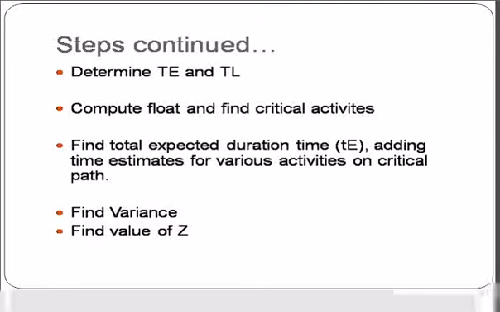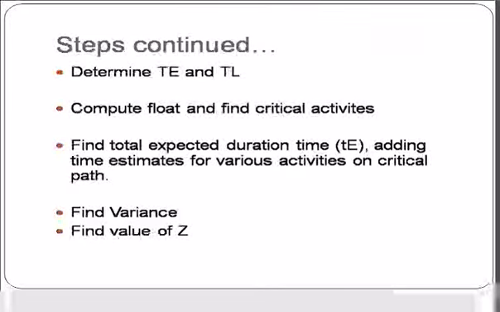The next step is to find the variance. How can we calculate the variance? The variance for each activity can be calculated by the following equation, that is (TP minus TO divided by 6) whole square. Here TP is the pessimistic time and TO is the optimistic time.